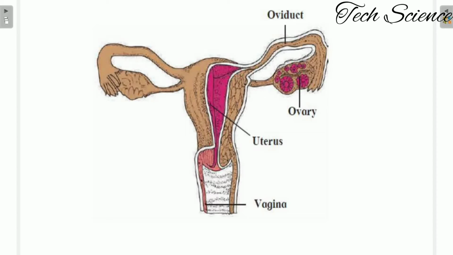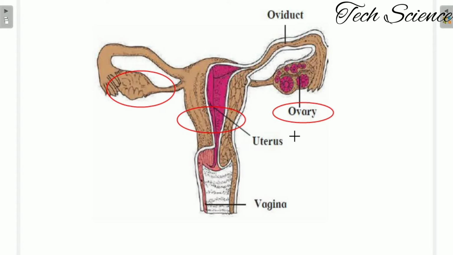Let's see the function of every part one by one. Starting with the first part, it is called the ovary. So what is the ovary? If you observe, there are two ovaries. A pair of ovaries is present in the female reproductive system, and these ovaries are a pair of oval-shaped organs present in the lower abdomen, situated on the upper side of the uterus. This is the uterus. So it is on the upper side of the uterus.